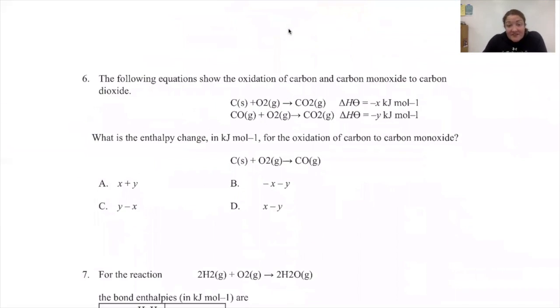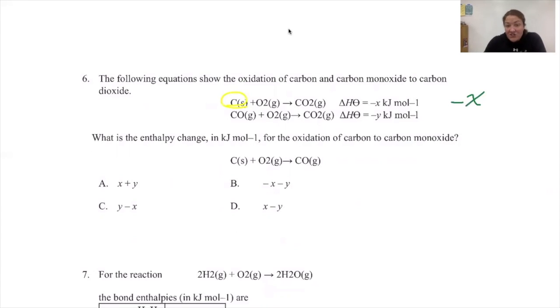Number 6, this is a Hess's law question. I need to manipulate the top reactions to get the bottom reaction. So the top reaction, what does it have in common with the goal? Carbon. Correct number? Yes. Correct side? Yes. So I'm not going to do anything to the reaction or to the heat of the reaction.